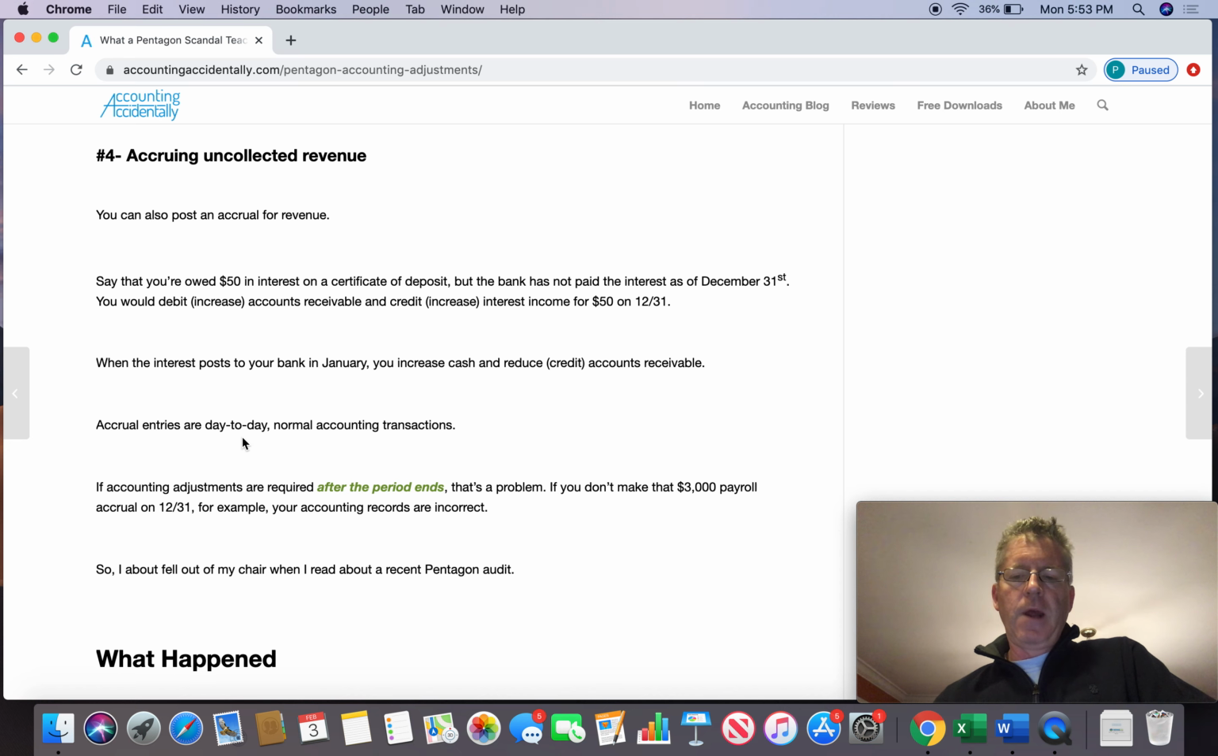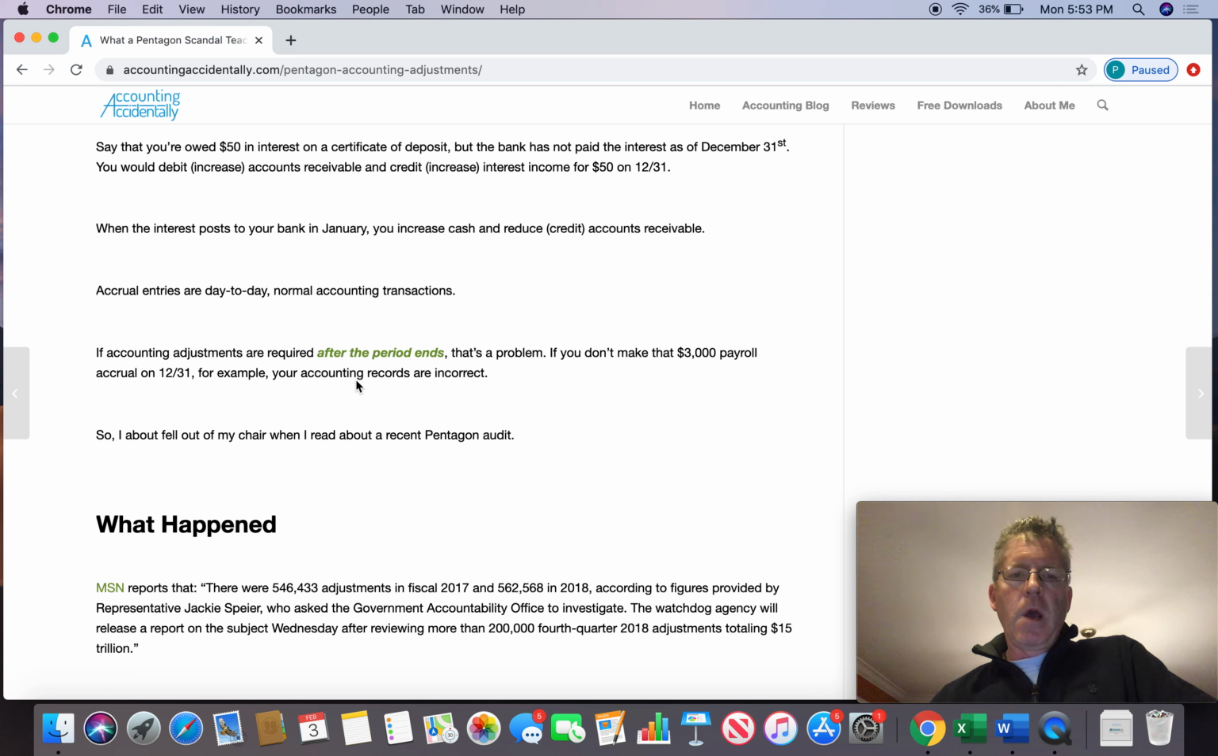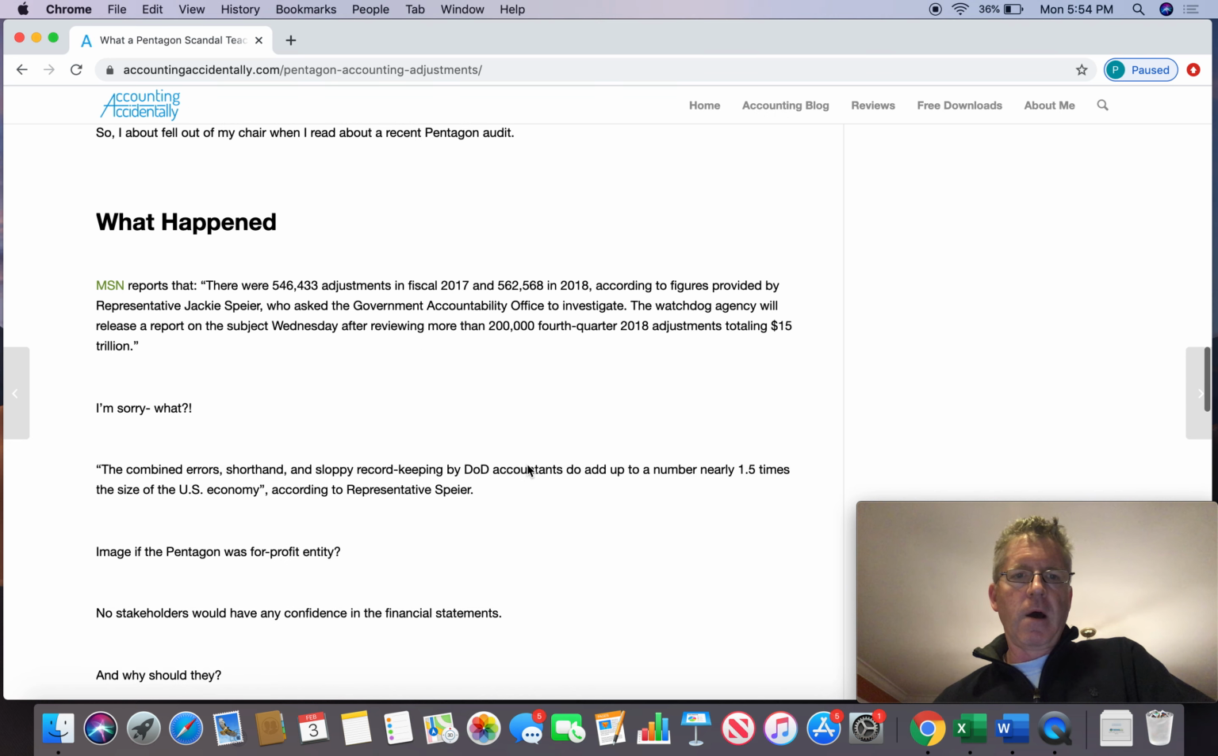Accrual entries are day-to-day normal accounting transactions, but the problem comes up if adjustments are required after the period ends. That's a problem because if we look at the payroll example, you don't make that $3,000 payroll accrual. If you don't make it, you're not posting the expense in the right period.